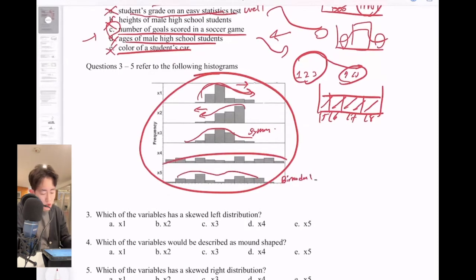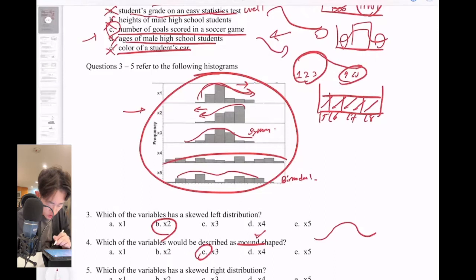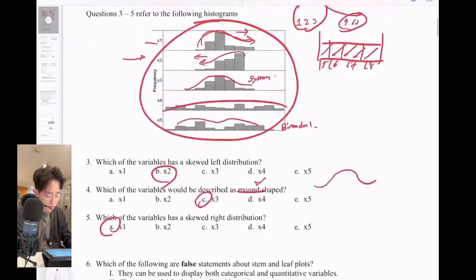Which of the variables are skewed left? Obviously, I told you before, it's time. This one. And mound-shaped means like this. It's just an old-fashioned way of saying symmetrical here. So that's going to be x3. Which of the variables has a skewed right distribution? Okay, well, that's obviously the first one. We've already talked about that. Wherever the tail is, that's where the skewed direction should be.